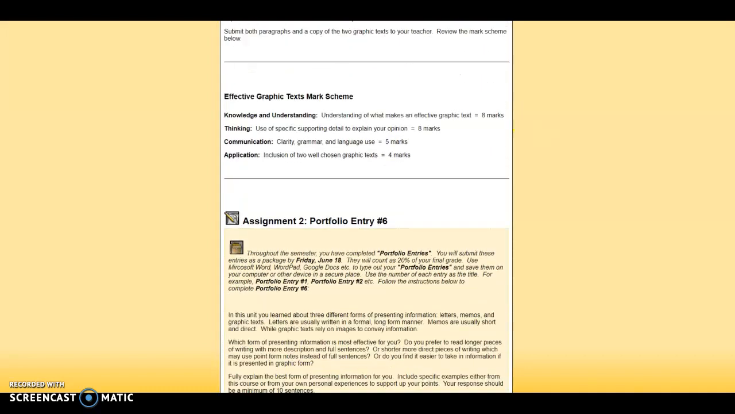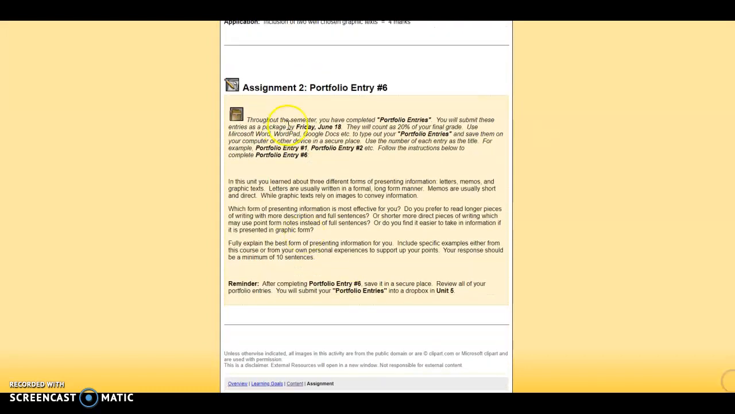Now there is one more assignment here. And so this is portfolio entry number 6. So far this semester, you should have completed 5 portfolio entries. I think for the first time, I've mentioned here that I'm going to expect you to hand in all of your portfolio entries by Friday, June 18th. And they will combine to be 20% of your final grade.